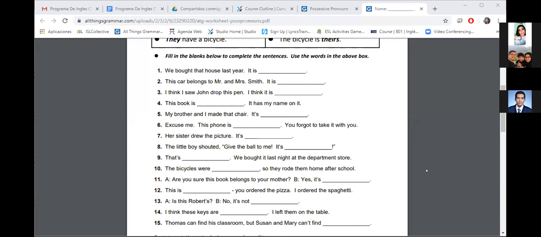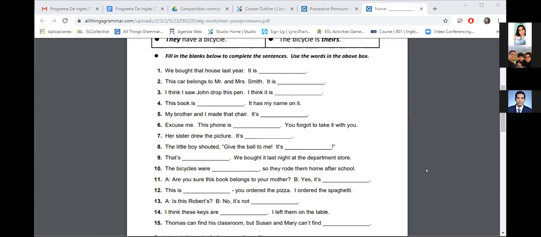Okay, aquí el truco between the possessive adjective and the possessive pronouns es que el possessive adjective siempre va a ir antes de un nombre, porque si es un possessive adjective, califica el nombre, ¿verdad? Entonces siempre necesito saber de qué estoy hablando. Mientras que cuando ocupo un possessive pronoun, va a ir al final sin nada más o puede ir al principio, como por ejemplo la número 4.